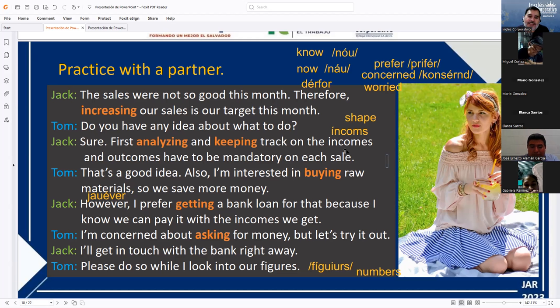Get in touch, like in the second to last line. Get in touch means communicate with someone. Let's get in touch with the bank. What's the meaning? Let's call the bank. Okay. Let's get in touch with the bank. Right away means immediate. Right away is no pronunciation, the meaning. Immediate. Immediately means in this moment. In this moment. Okay.